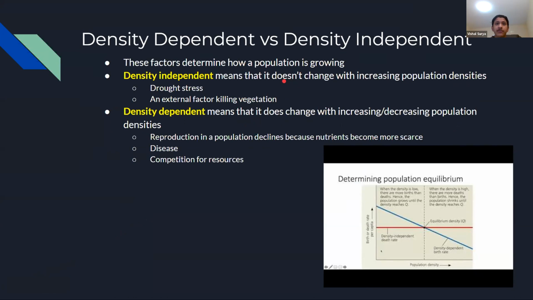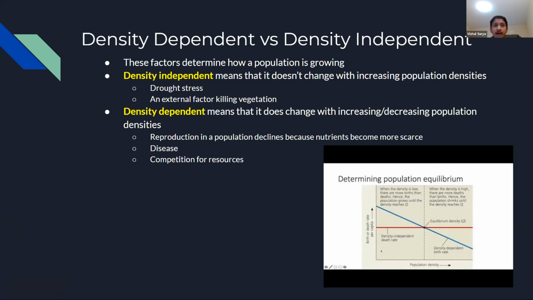Density independent factors means that it doesn't change with increasing population density. For example, let's say there's a drought. The drought's not going to be more severe or less severe if there is a lower or higher population. The drought's going to kill the same amount of vegetation regardless of how many people are there. But also there's an external factor killing the vegetation. For example, let's say there's some pesticide being released. It doesn't matter how many animals there are, the vegetation that they need to survive will be killed at the same rate.